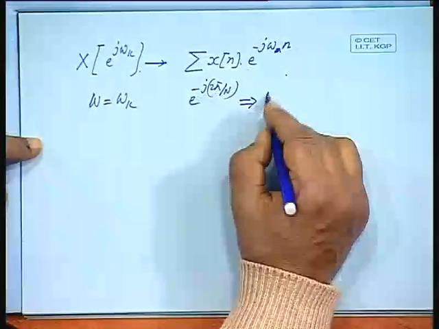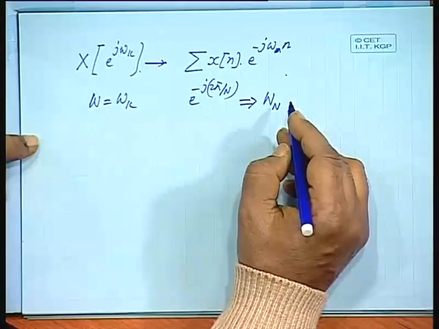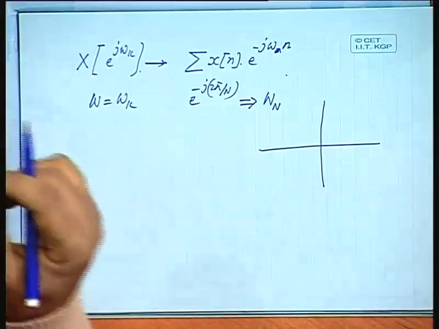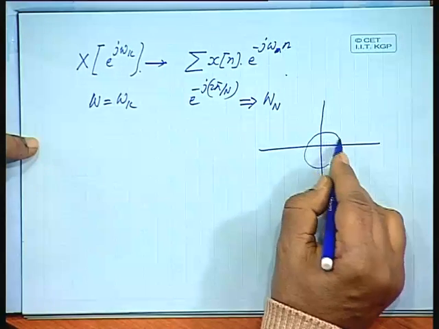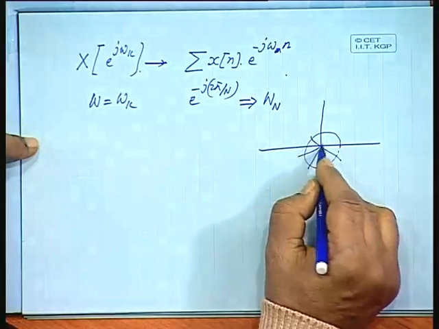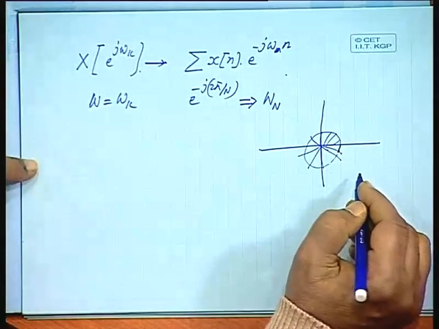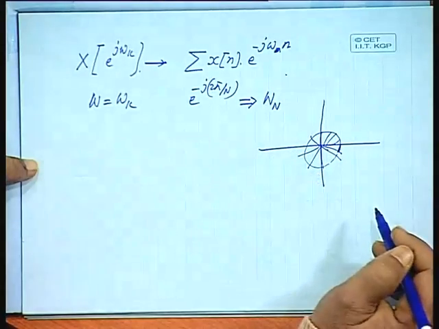We call this basic operation of an angular shift as W_N. This capital W stands for the basic unit of the angular shift. See, e to the power minus j 2 pi by N is, if this is 2 pi, you divide it into N equal parts, okay, like this. So, each of these will correspond to an angular shift of W_N.